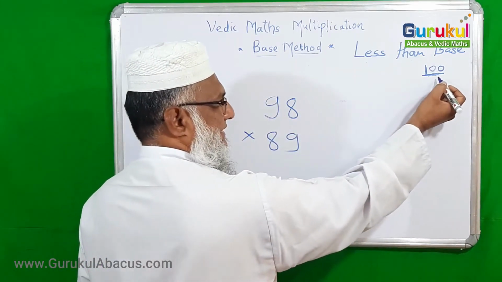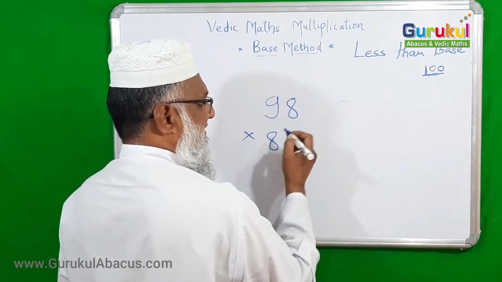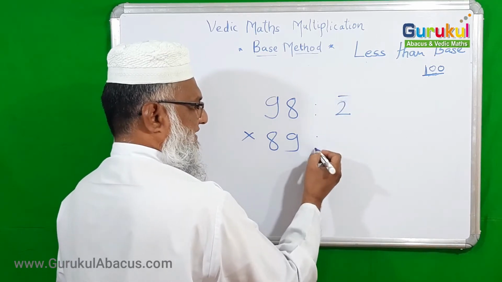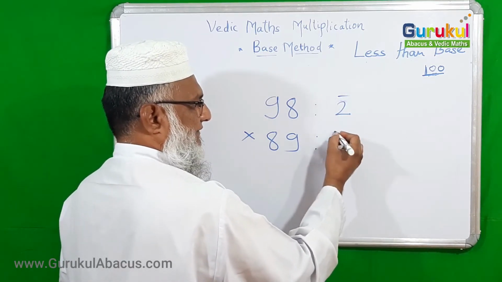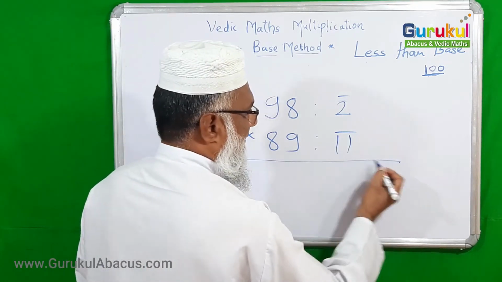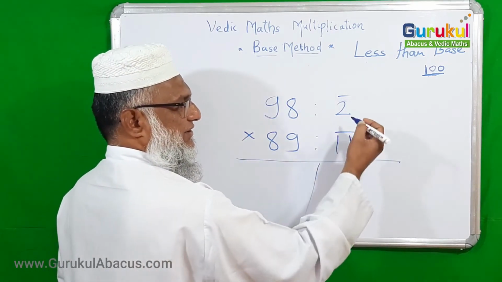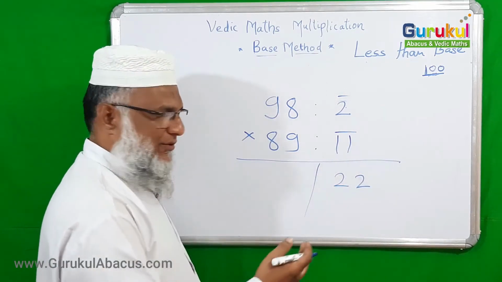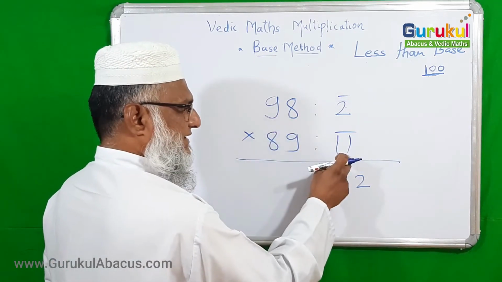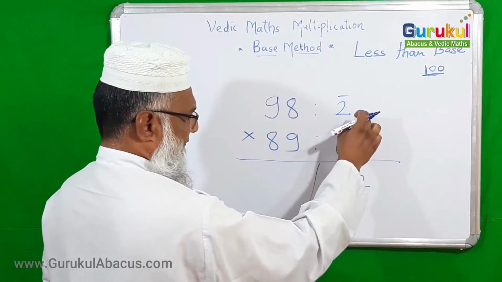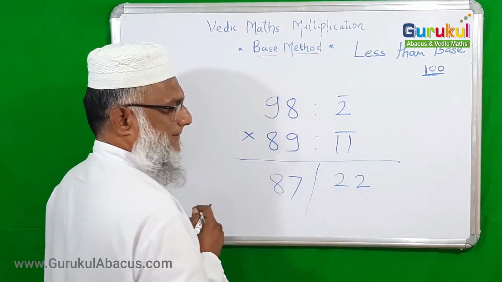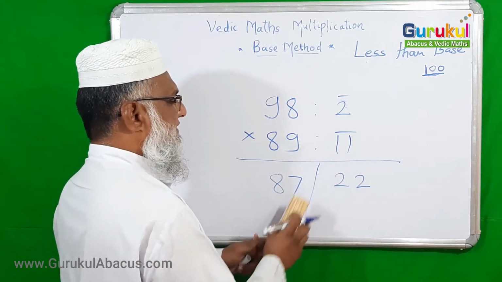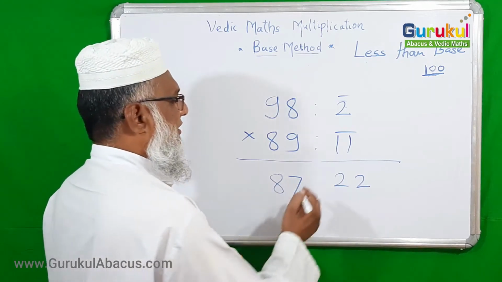Okay, let's subtract these numbers from the base. 98 is less than 2 by base, and the next number is less than 11 by base. Now the multiplication of the right side digits, less 2 into less 11 is plus 22, that we wrote here. Now 89 minus 2, 87 is there. The final answer is 8722. This cross line number I can rub down.